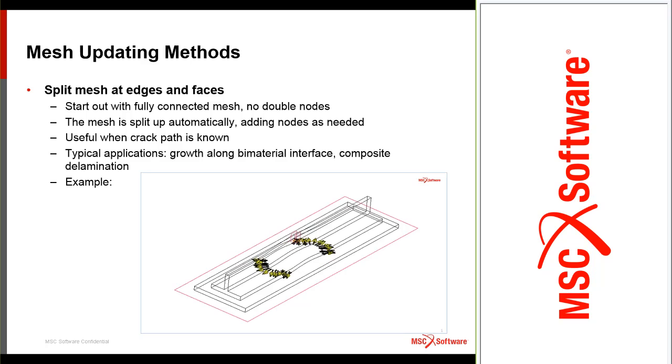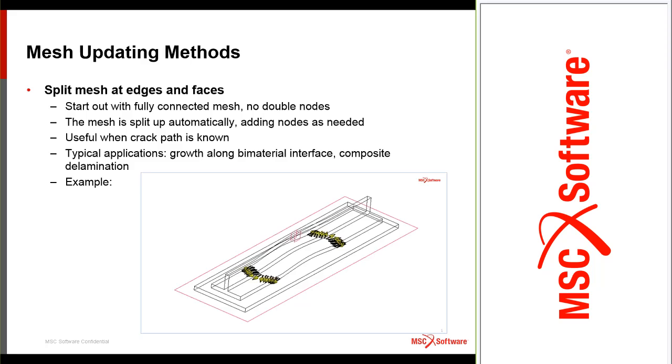Second method, we can split the mesh at element edges and element faces. So you start out with a mesh which is fully connected. You don't have to specify any double nodes or something like that, that you would do, of course, for contact, because then it's separate parts. And then you split up the mesh automatically as the crack grows.